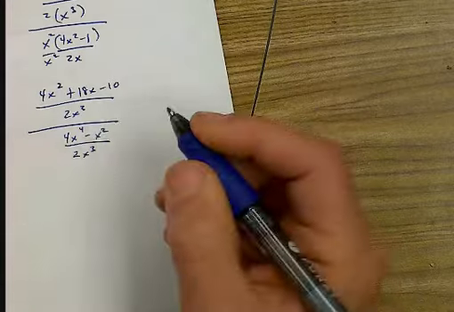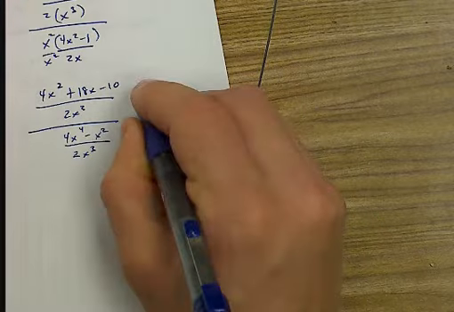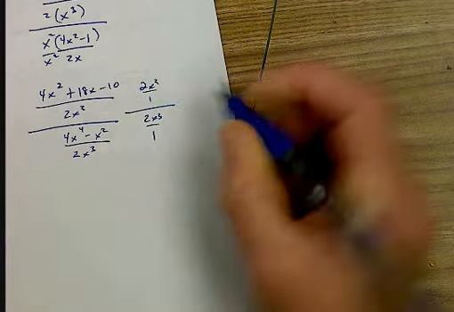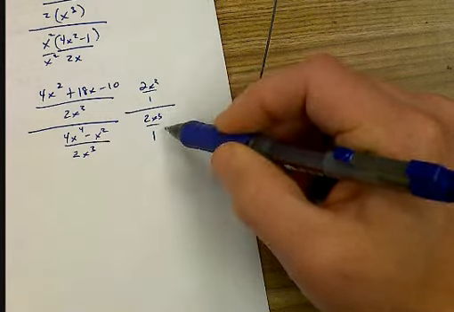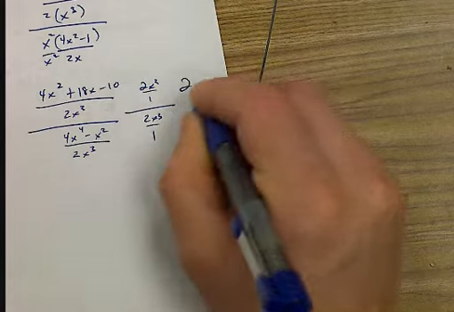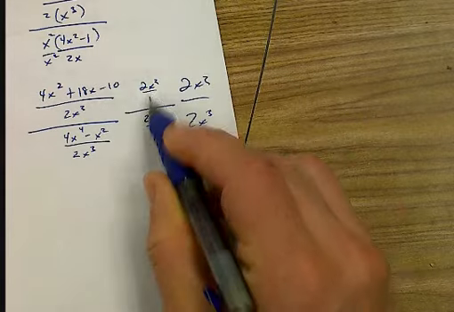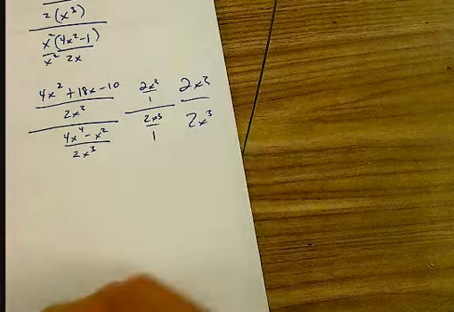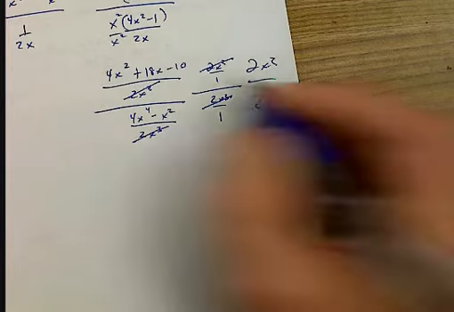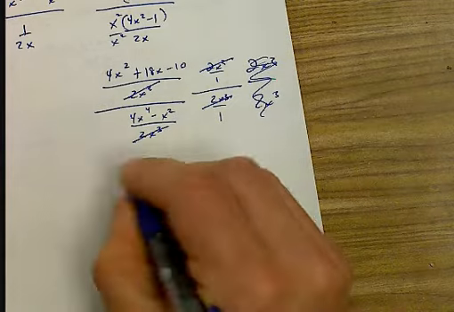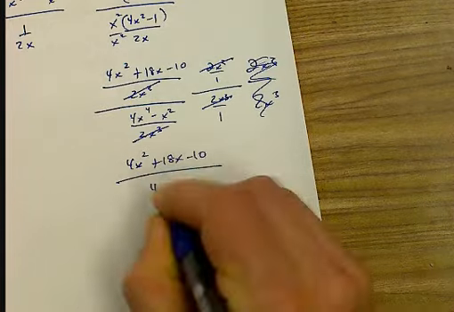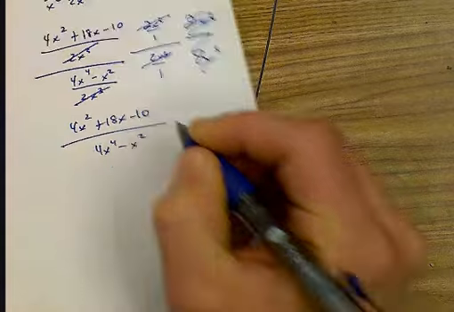So now my well-chosen one is going to be 2x cubed over 2x cubed, each over 1. So this is just another version of 1, but I'm putting them each over 1 to match up with the fractions right here. So now this cancels and this cancels. So what I have left in the numerator is 4x squared plus 18x minus 10 over 4x to the fourth minus x squared.